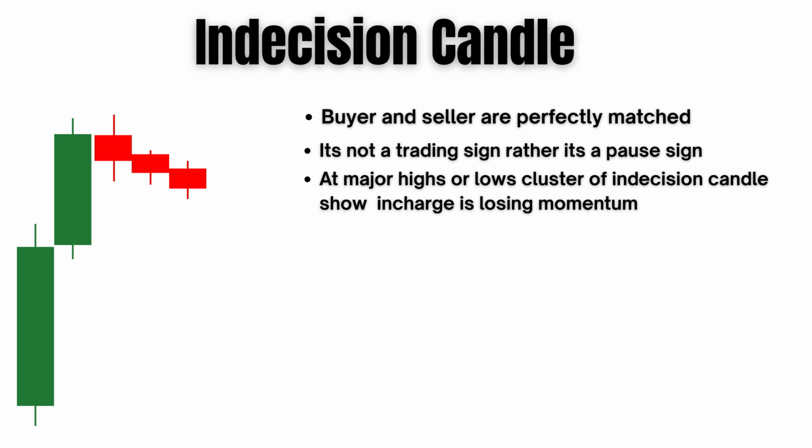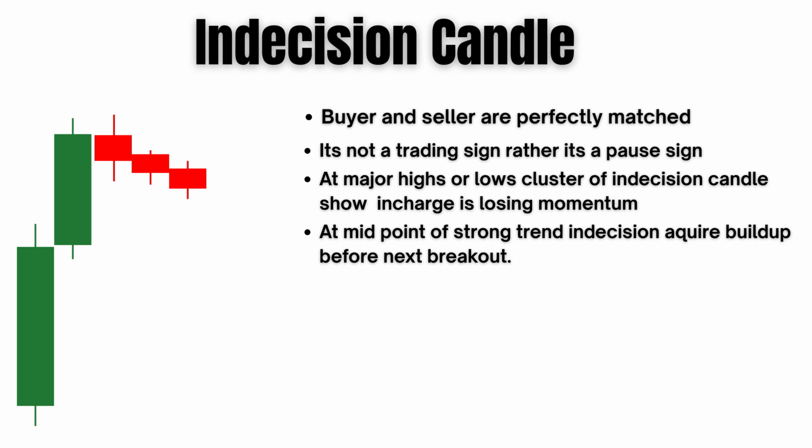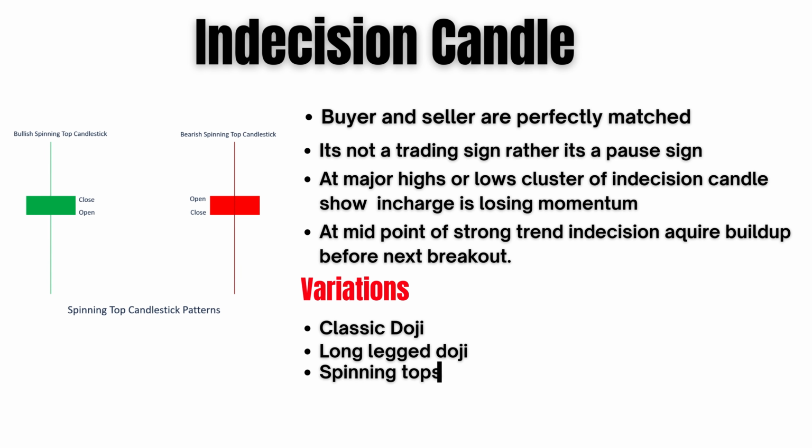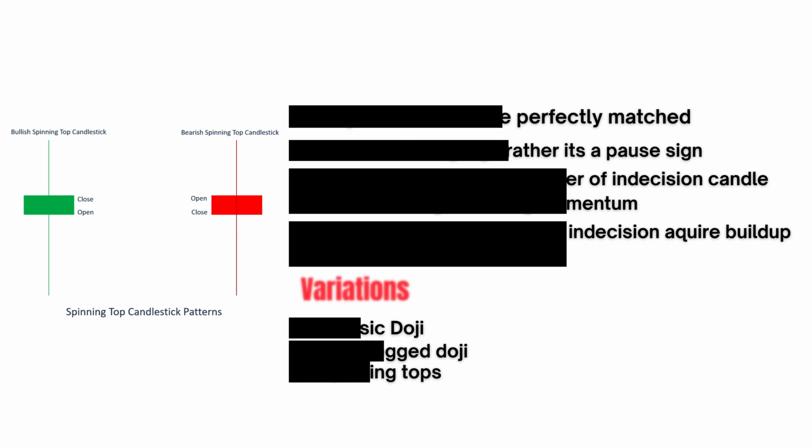At major highs or lows, a cluster of indecision candles means the side that was in charge is losing momentum. At the midpoint of a strong trend, indecision can mean accumulation or distribution, a quiet buildup before the next breakout. You'll see many variations: classic doji, long-legged doji, spinning tops. The exact shape doesn't matter. What matters is the story. Equal attempts to go higher and lower with no resolution.